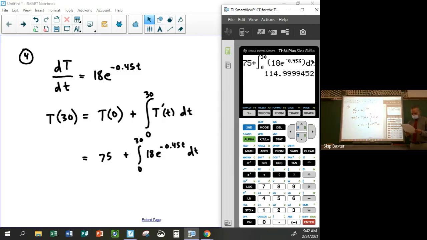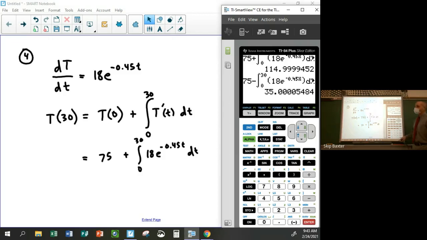Oh, that's not right. I'm a little confused. Oh, this is something minus. Yeah, I agree. It's minus. It should be minus. So if I just press enter and then change that to a minus, everything's editable. And the answer is 35.